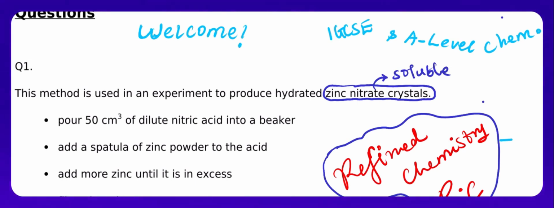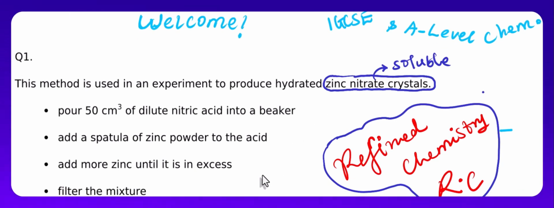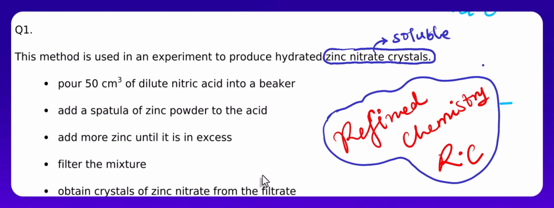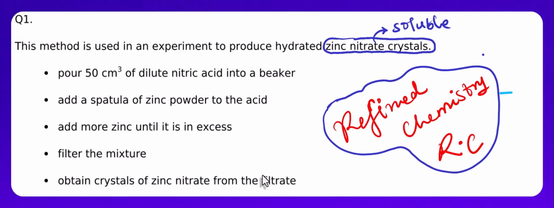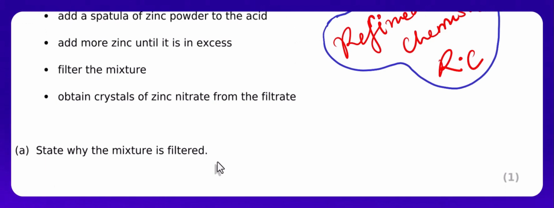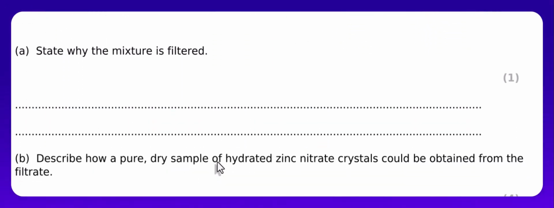We have 50 cubic centimeters of dilute nitric acid, which was poured into a beaker, followed by the addition of zinc powder to the acid. Zinc powder was added until it was in excess, then filtered after. Then finally, the crystals were obtained from the filtrate. Of course, you know we have a process to follow after we've received our filtrate. So then we can actually go to the questions directly. Let me just scroll down.